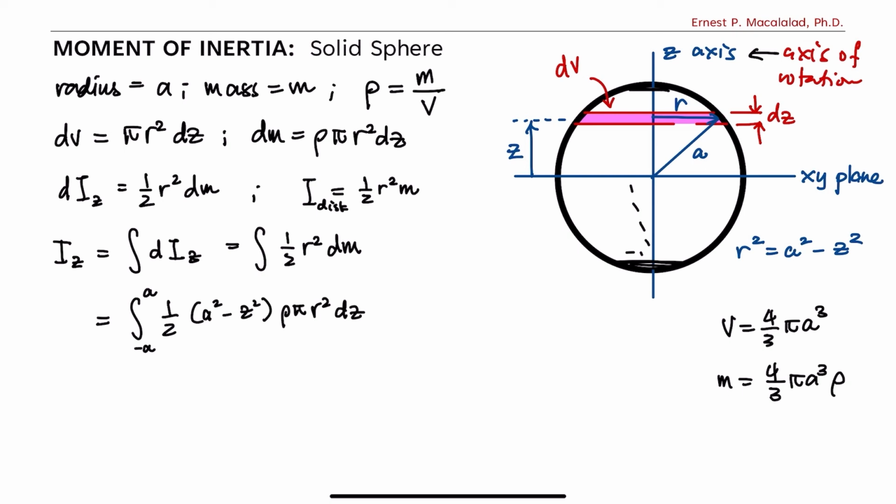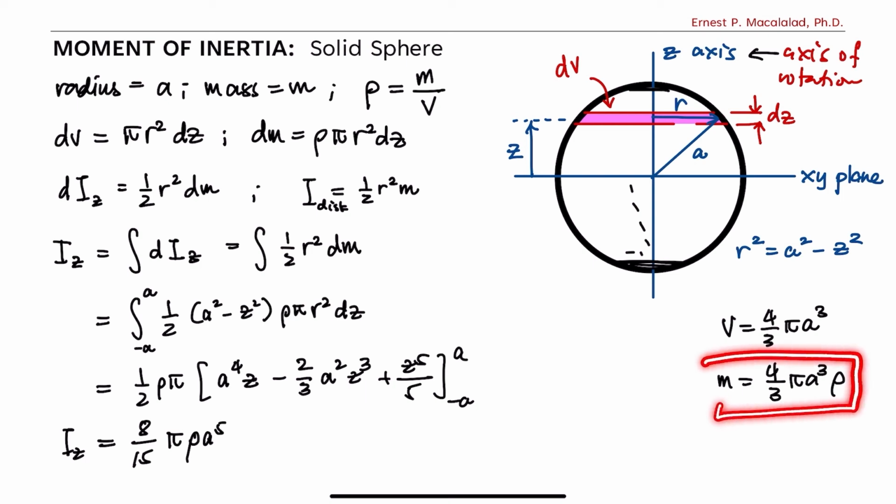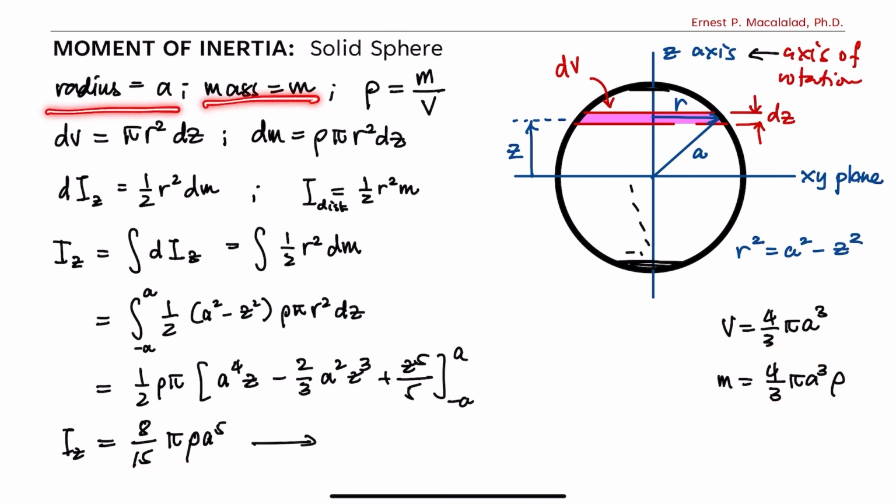And simplifying this, we now have 1/2 rho pi times a to the 4th z minus 2/3 a squared z cubed plus z to the 5th over 5, evaluated from negative a to a. And this is now equal to 8 over 15 pi rho a to the 5th. So using the definition of the mass and putting it here, the moment of inertia in terms of the mass and the radius will now be equal to I_z equals 2/5 m a squared.